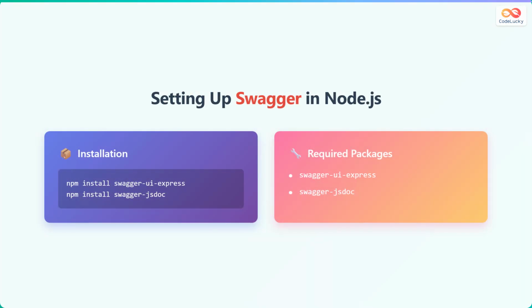To set up Swagger in a Node.js environment, begin by installing the necessary packages. Use the command npm install swagger-ui-express followed by npm install swagger-jsdoc. This installation requires the swagger-ui-express and swagger-jsdoc packages.